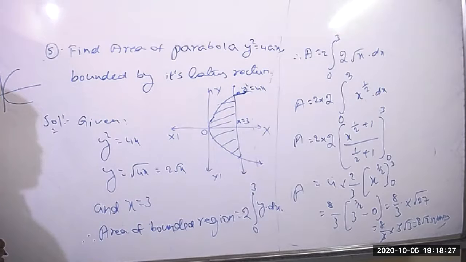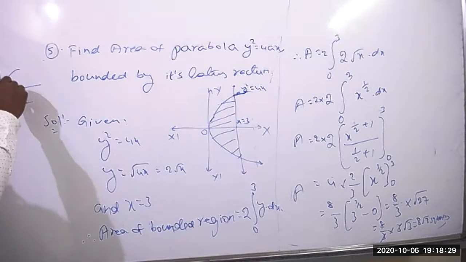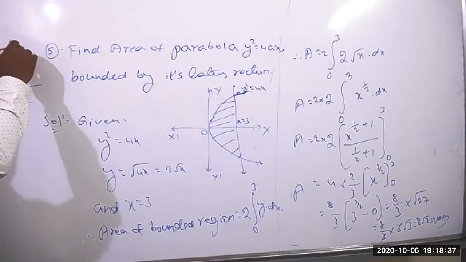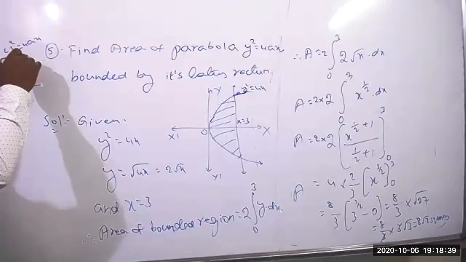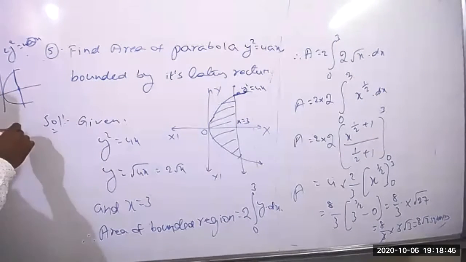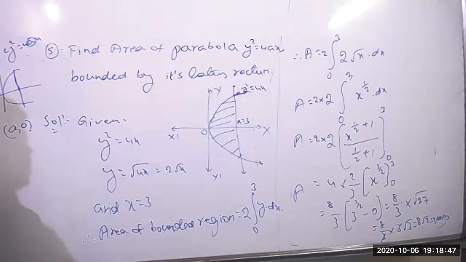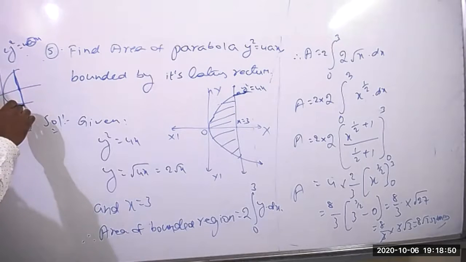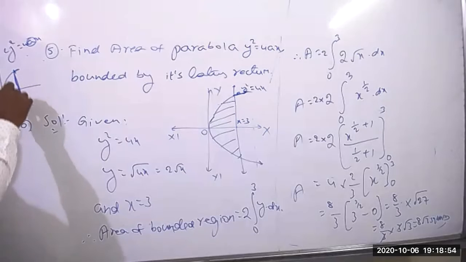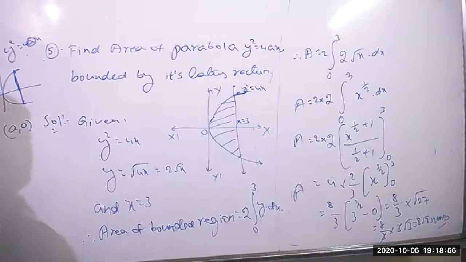Correct, the focus of a parabola. Suppose this is the focus, then you'll get it like this. And how to get the focus: suppose we take y square equal to 4ax, then this a gives the focus, a comma 0. A comma 0 is called the focus. Through this focus you can draw a line. It touches the parabola at the two endpoints. This is what we call the latus rectum.